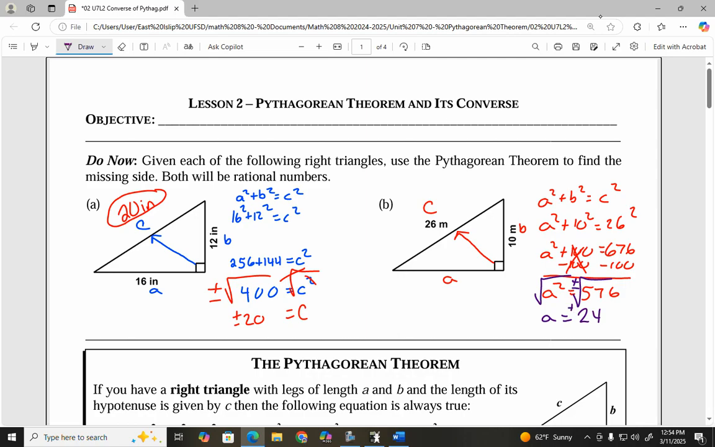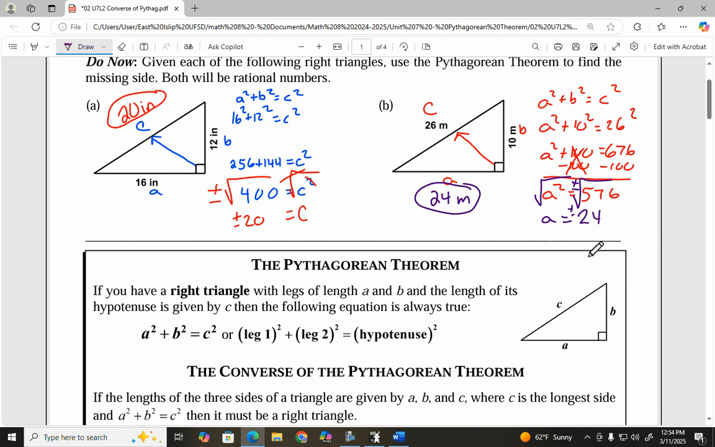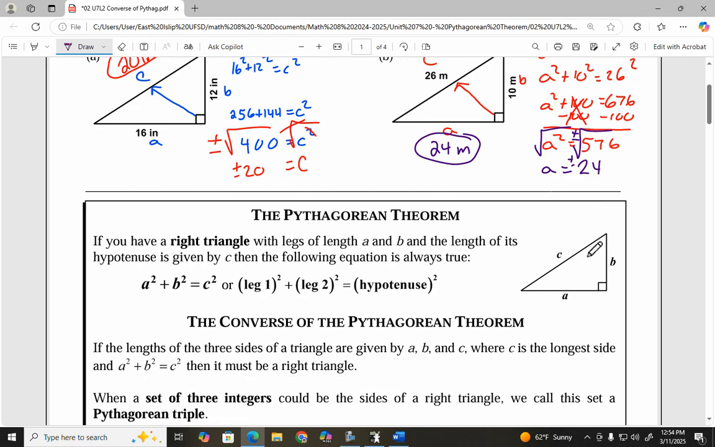It is positive or negative 24 to begin with, but the final answer, since it's a side of a triangle, is just positive. It is okay that you don't write both the positive and negative when you're doing Pythagorean theorem, but you do have to write it when you're just doing a normal math equation.